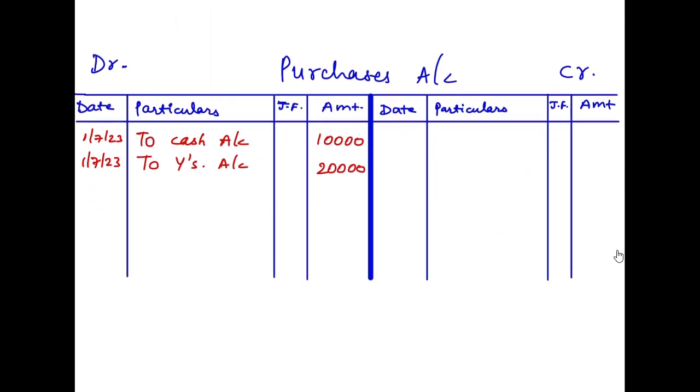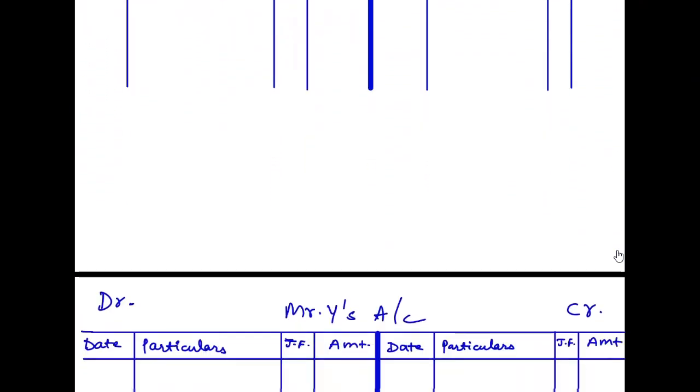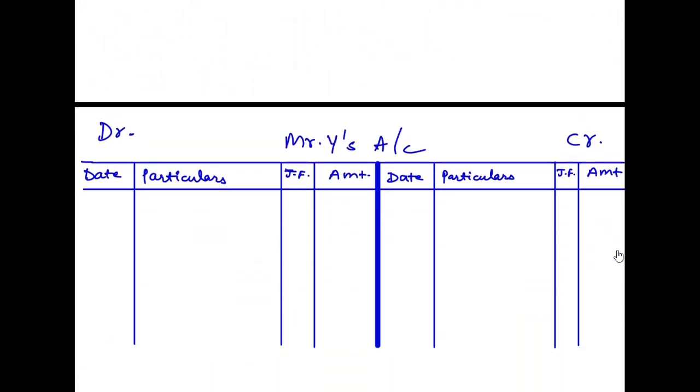So Y account is being debited. Sorry, the purchases account is being debited due to Y account. So what I will do in the Y account, I will credit the Y account because of the purchases by purchase account, that is 20,000.